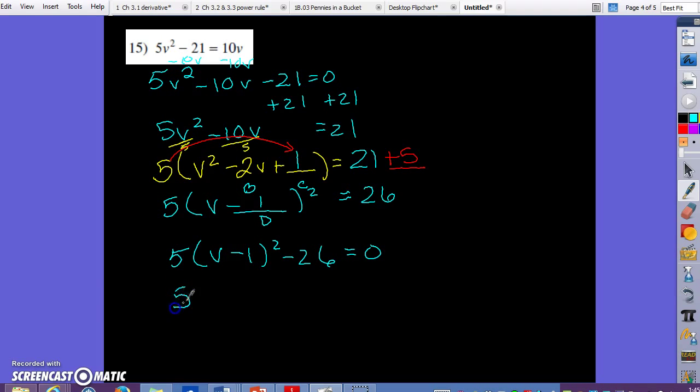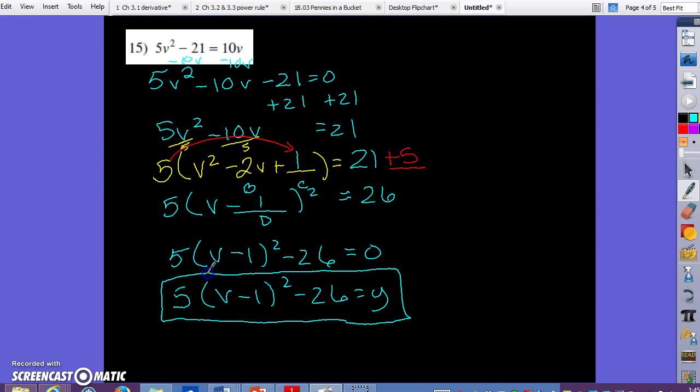Change your 0 to a y, and you are done completing the square. Okay, don't forget this step up here. It's a different color. You can always come back to this video and you can come see me if that's still something that you're struggling with. Okay, let's solve it now.